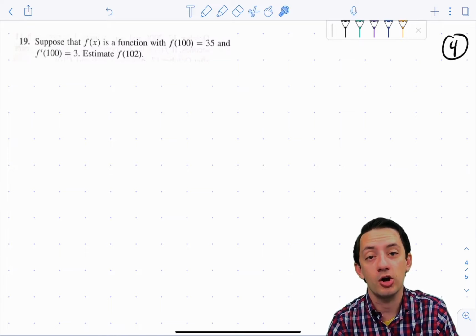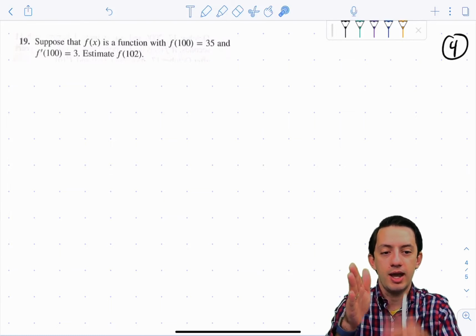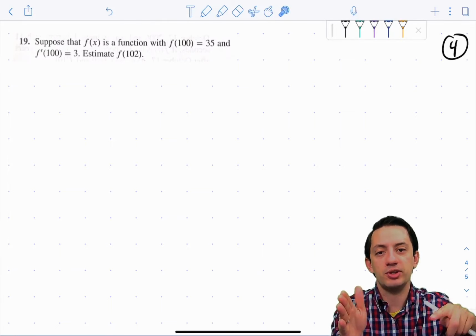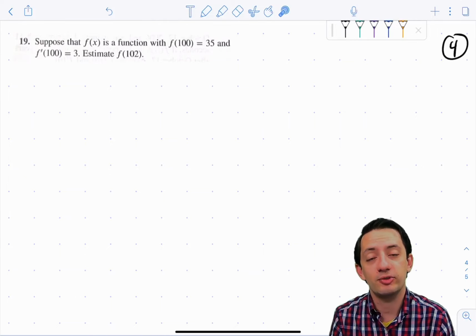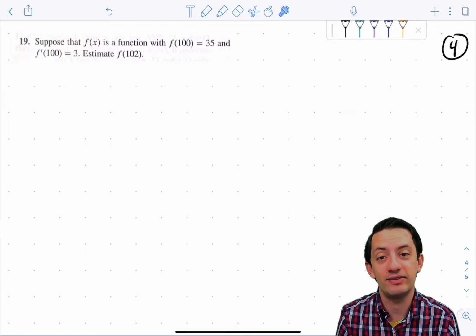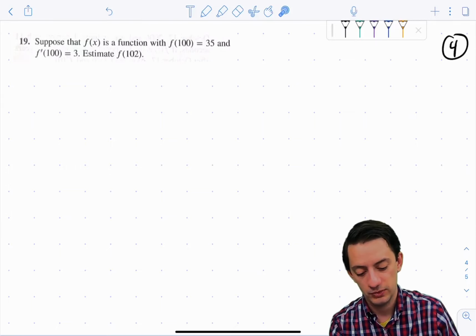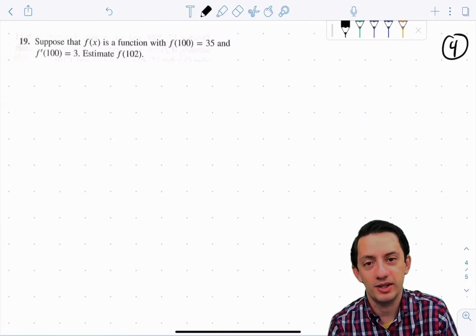And it could be wrong, because it's possible that between 100 and 102, the function does something really wacky and changes dramatically. Of course, it could always do that. But we only have this information, so we're going to get the best possible guess given this information. So let's draw what we know, and it's not too much.